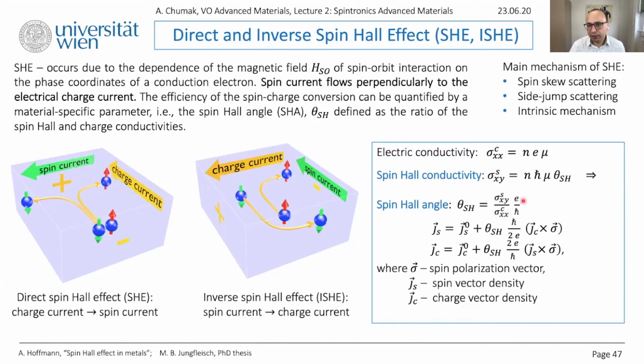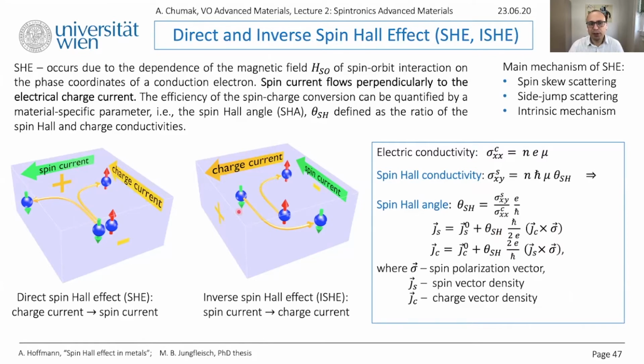And here you have this factor which brings the electric world to the spin world and vice versa. And then this very simple formula nicely describes what is going on. Here you see J_S, where S stands for spin, so this means that we speak about spin current. There is some zero spin current, and the spin current is perpendicular to the applied charge current, cross product, spin polarization vector. So do not mix the sigma with spin or electric conductivity. That is something completely different.